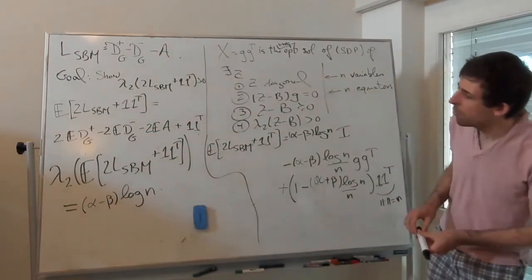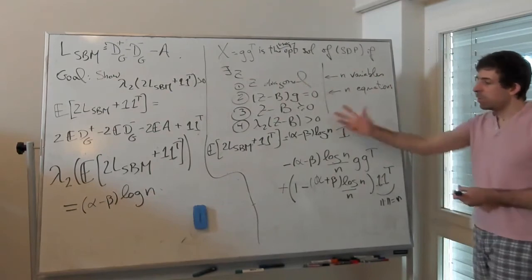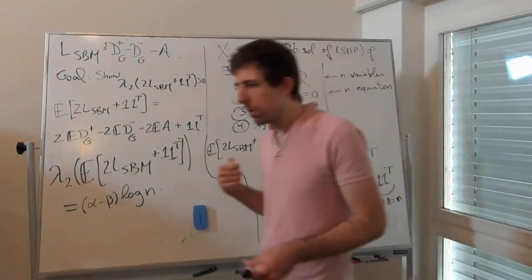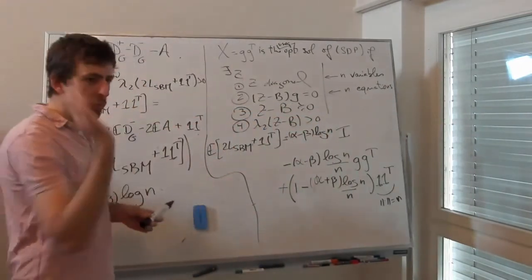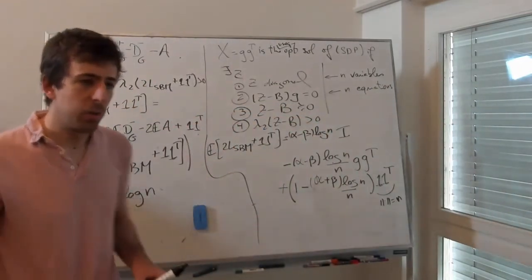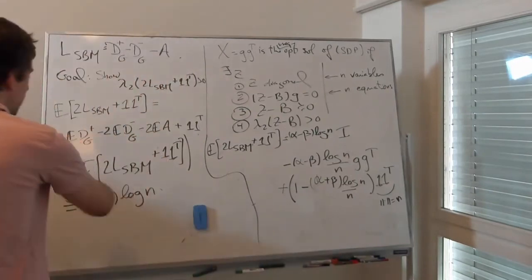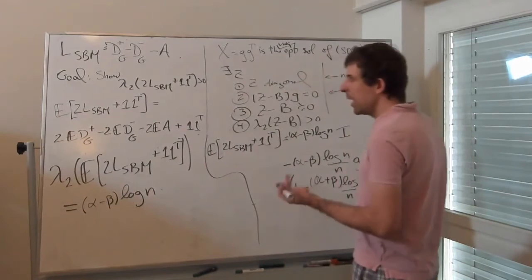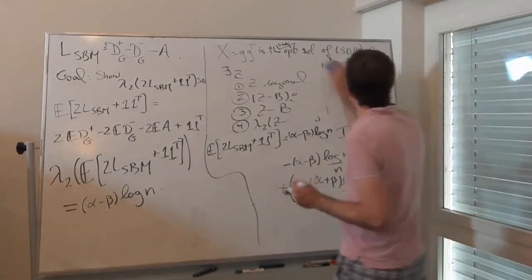Right, so what we have basically is that this matrix in expectation has one eigenvalue at 0, corresponding to the direction g, one eigenvalue really large, corresponding to the direction of the all-ones vector, and all the other ones will be here, alpha minus beta log n.